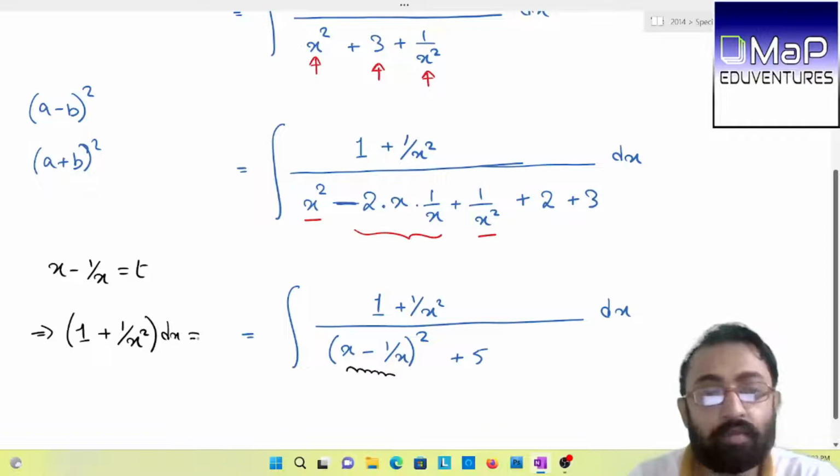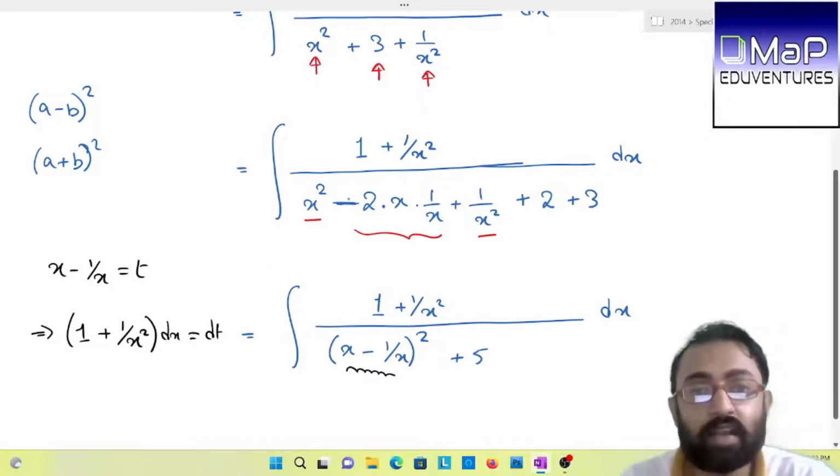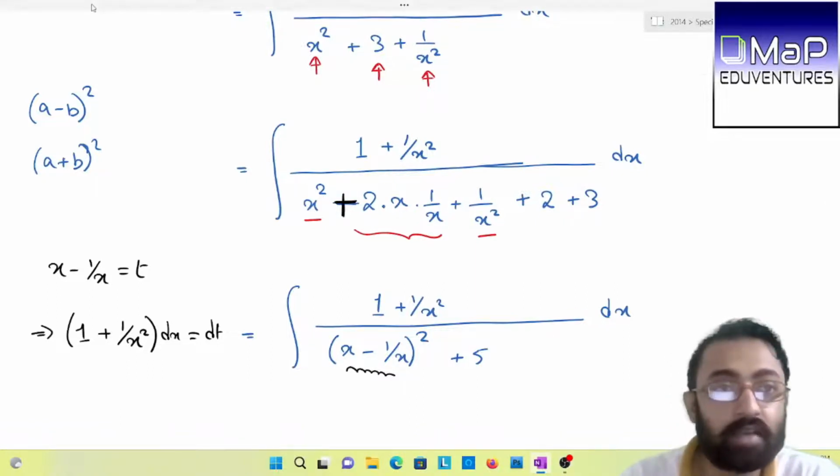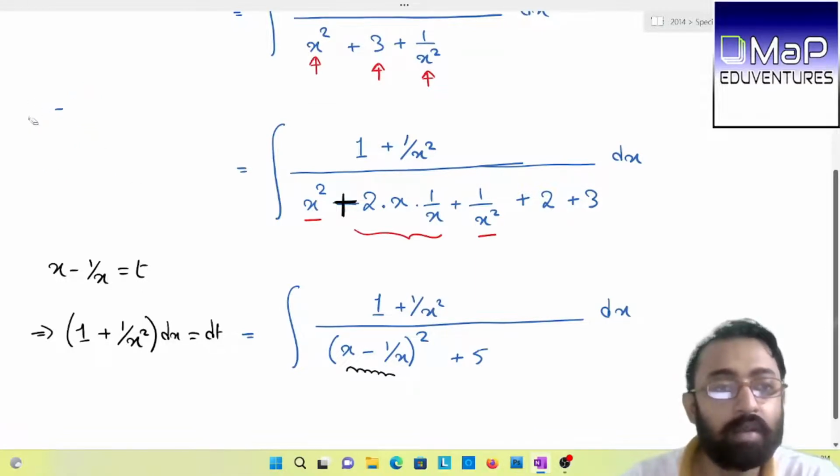Now if I would have taken plus instead of minus here, I would not have got the numerator. Okay, that's the reason behind it. So it is pretty basic, simple. Okay, so let me remove this.